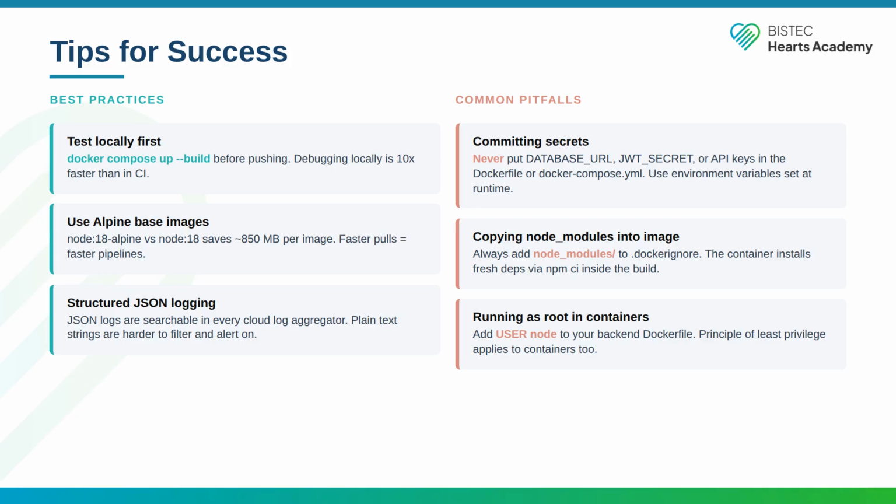Store all secrets in GitHub Actions Secrets or your cloud platform's secret management, never in environment files committed to the repository. And finally, use semantic versioning tags alongside the git SHA tag for your images. The SHA tag gives you traceability, and the semantic version tag gives you a human-readable deployment history.